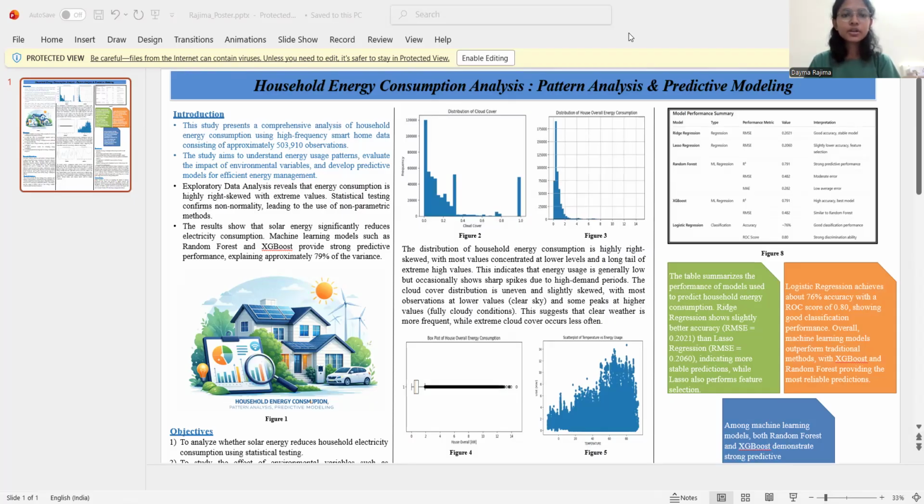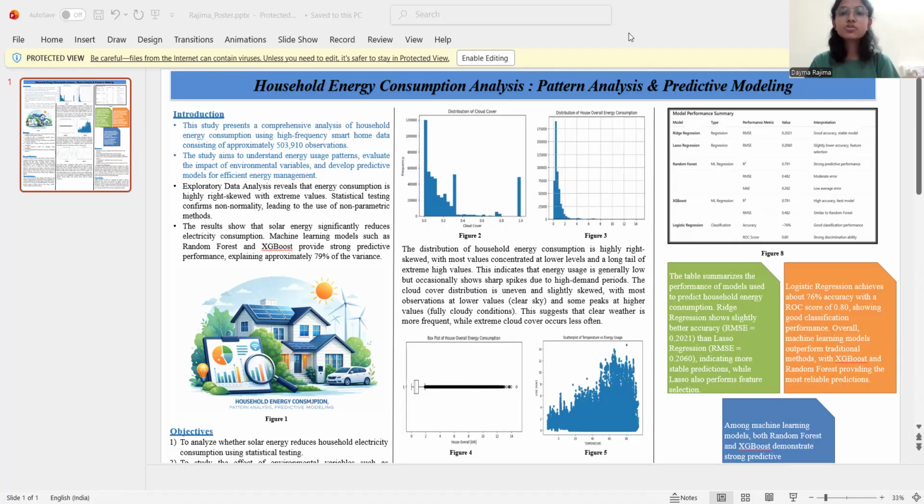The study aims to understand energy usage patterns, evaluate the impact of environmental variables, and develop predictive models for efficient energy management. Here I did EDA, exploratory data analysis, that reveals the target variable house overall does not follow normal distribution. Here I also used statistical testing for normality checking, like the Anderson-Darling test. The value of the Anderson-Darling test also said that the target variable house overall does not follow normal distribution. So there I used a non-parametric test.